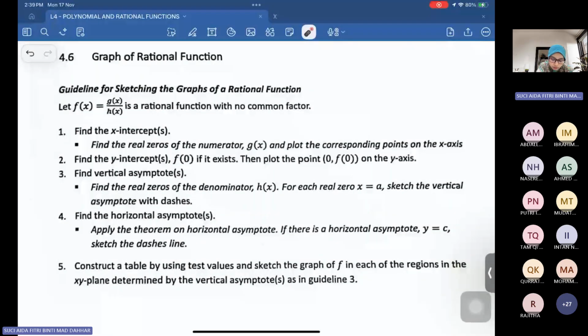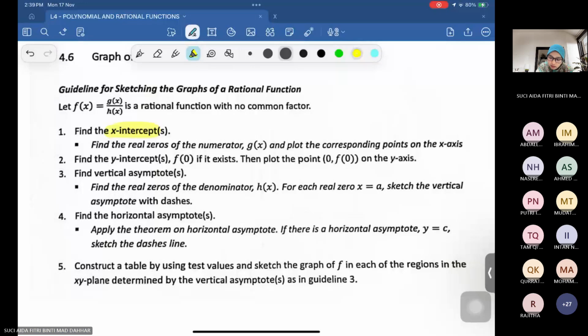The first one, get the x-intercept first, okay, because you need to know where your graph cuts the x-axis. And then you also need your y-intercept, okay. How do you get x-intercept? By substituting y equals 0 into your function. Then you will get your x values. Meanwhile, to get y-intercept, you substitute x equals 0. See? You substitute x equals 0, then you will get your y.